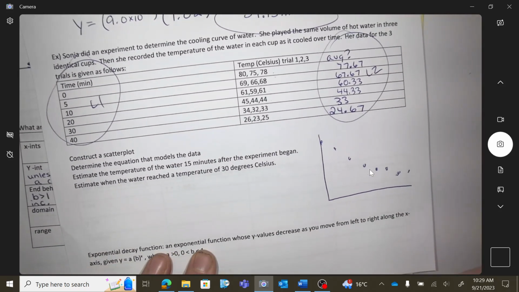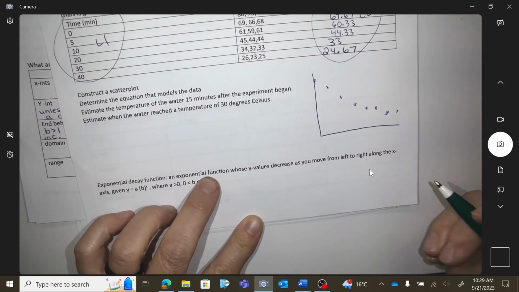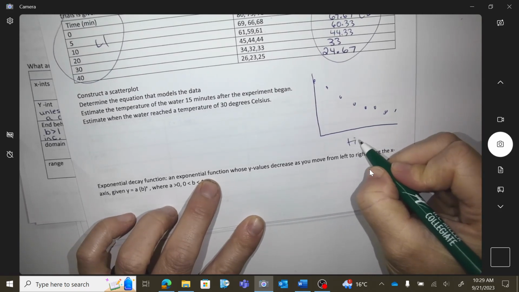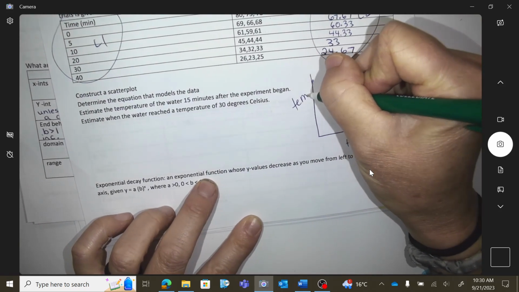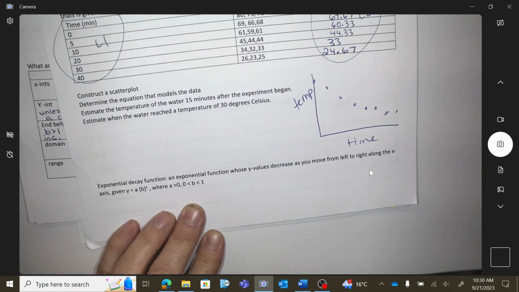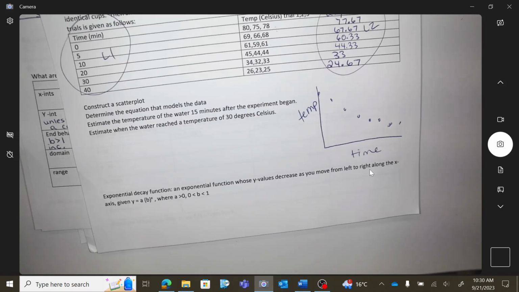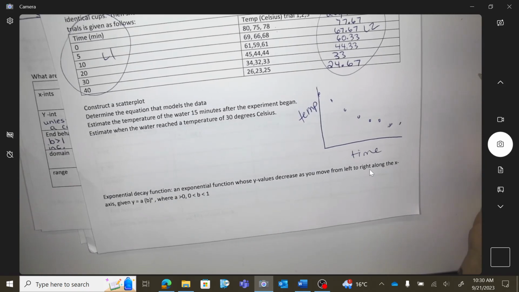Okay, it's kind of making a shape like that. So on my scatter plot, I should do time and temp labels, because those are my variables, on which axis. So there's a scatter plot. That's all I look for with scatter plots. Did you show me what your calculator has as a shape and labels? Okay, now we got to get an equation.